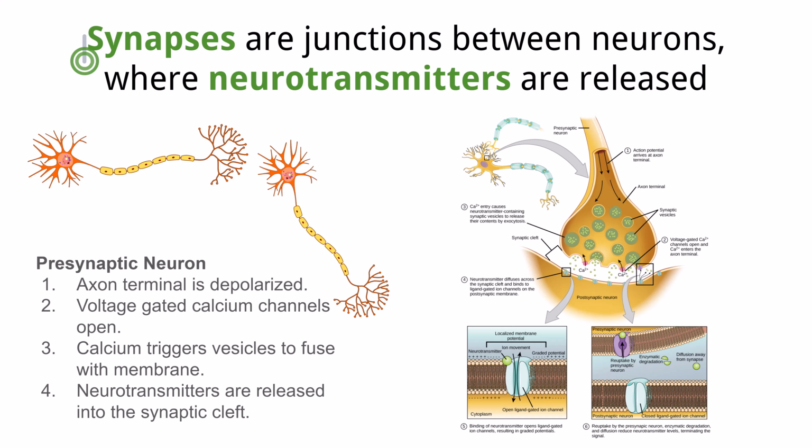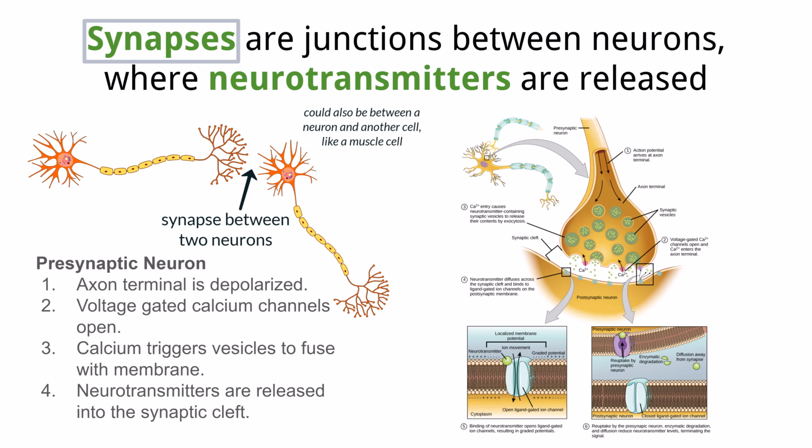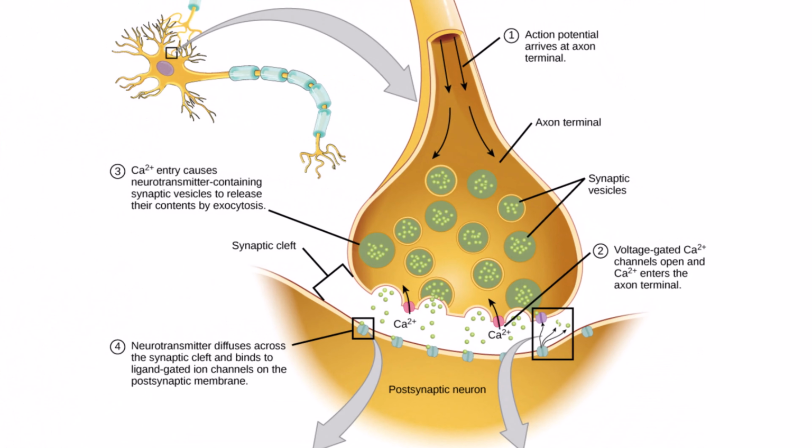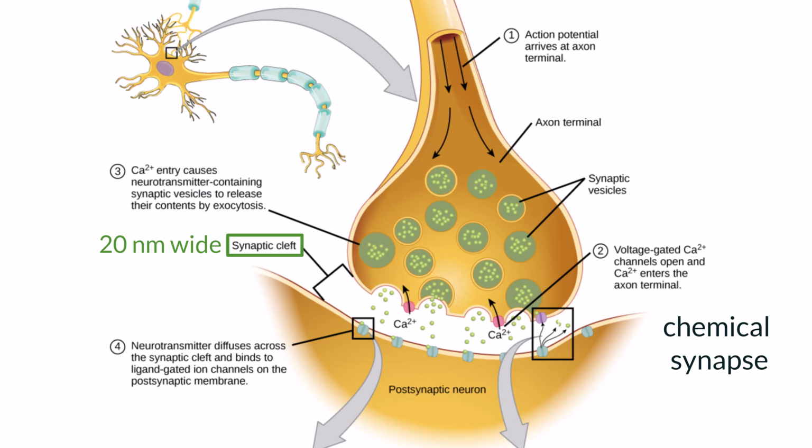A synapse is a junction or site of transmission of a nerve impulse between two neurons, or between a neuron and an effector cell, like a muscle. The actual space between two cells is referred to as the synaptic cleft. Typical synaptic clefts are about 20 nanometers wide, or 0.000002 millimeters. We will focus on chemical synapses, where electrical signals that move across the neuron, as we discussed with depolarization, are converted into chemical signals which move between neurons, or a neuron to another effector cell.